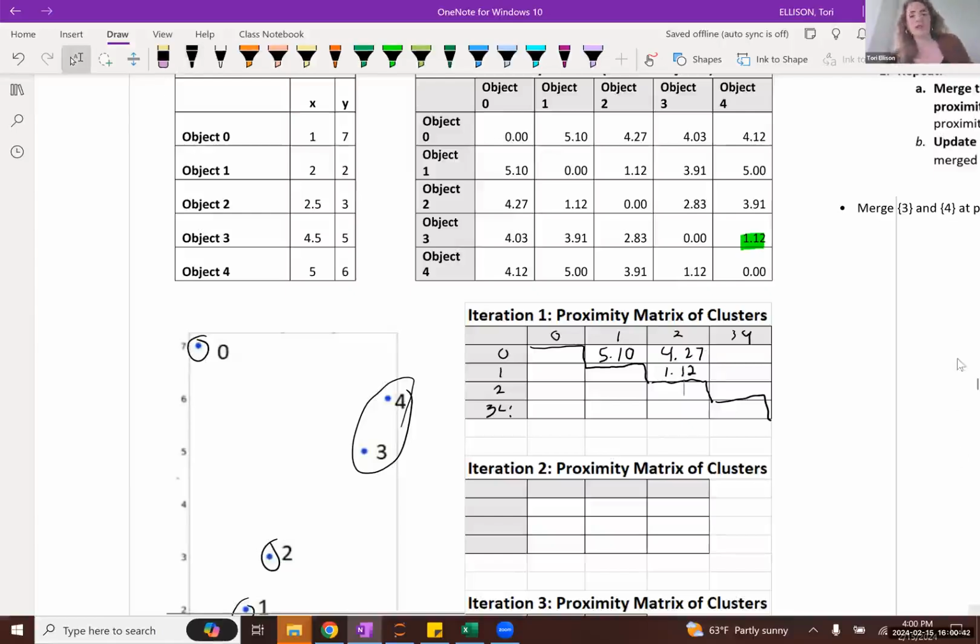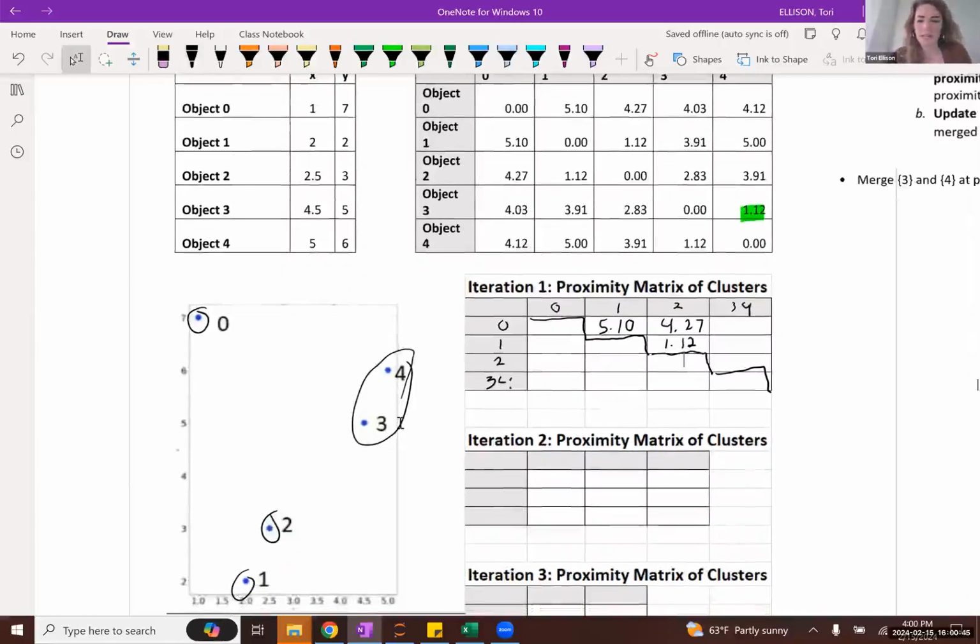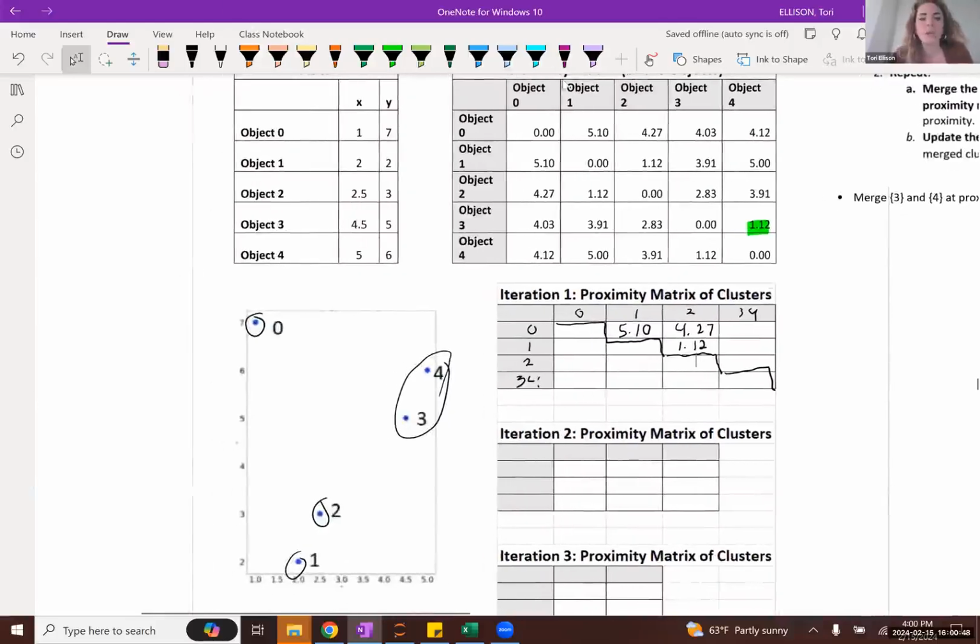And so what we want to do next is calculate the distance between cluster 0 and cluster 3, 4. So what that means is we are now going to calculate the average distance of every pair of observations within these two clusters. So basically calculate the average of these two distances here. When we do that, we get an average distance of 4.075.